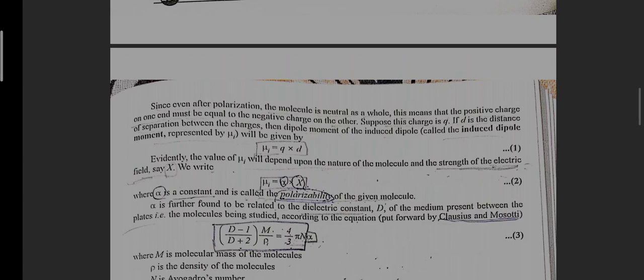Evidently, the value of mu I will depend upon the nature of the molecule and the strength of the electric field, say X. We write mu I is equal to alpha into X, where alpha is a constant and is called polarizability of the given molecule. Let it be called equation 2. Alpha is further found to be related to the dielectric constant D of the medium present between the plates, that is, the molecules being studied, according to equations put forward by Clausius and Mossotti.